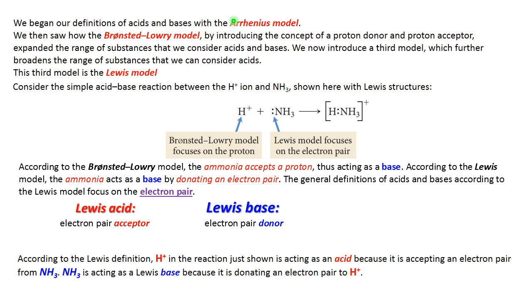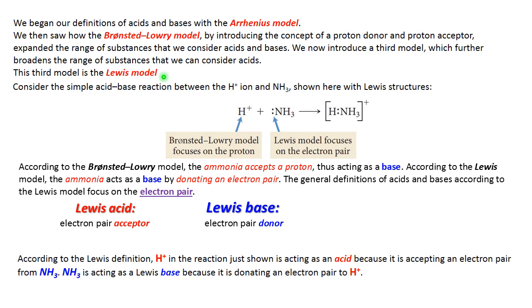We started with the Arrhenius model, which means something dissociates, making H plus or H minus. We then saw how the Bronsted-Lowry model introduced the concept of proton donor and proton acceptor. Now we are introducing the third model, which broadens the range of substances we can consider acids and bases. This is the so-called Lewis model, the same Lewis as in Lewis structures.